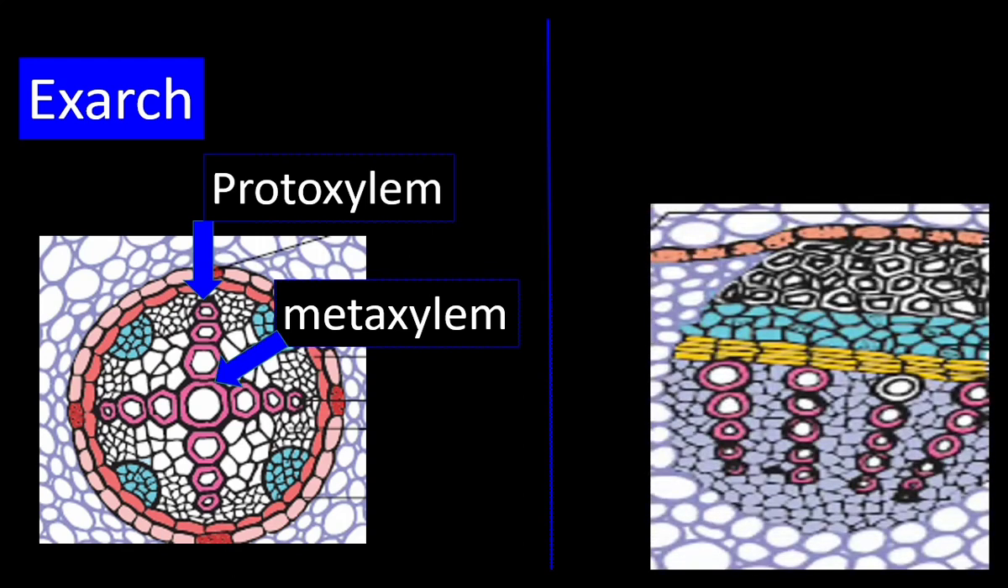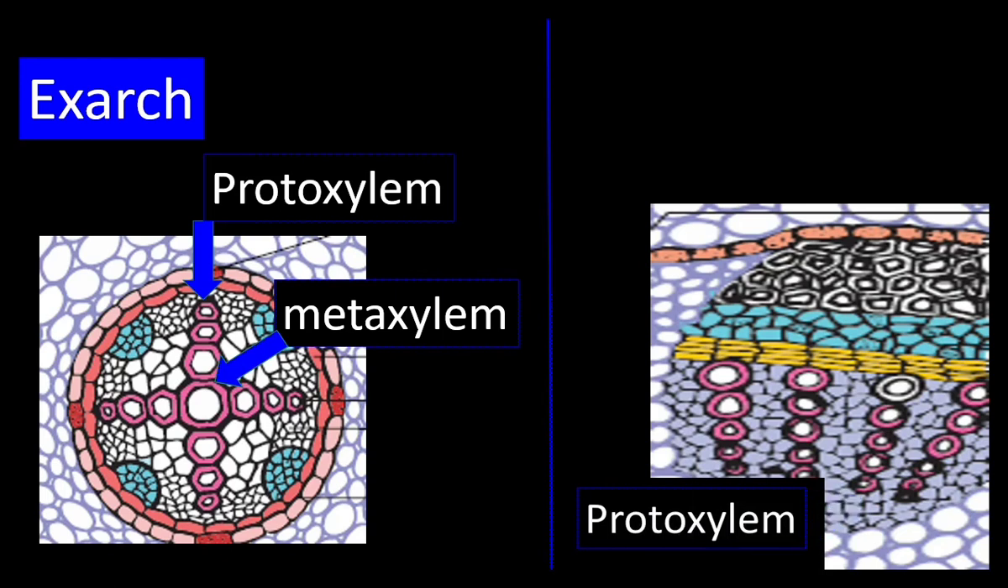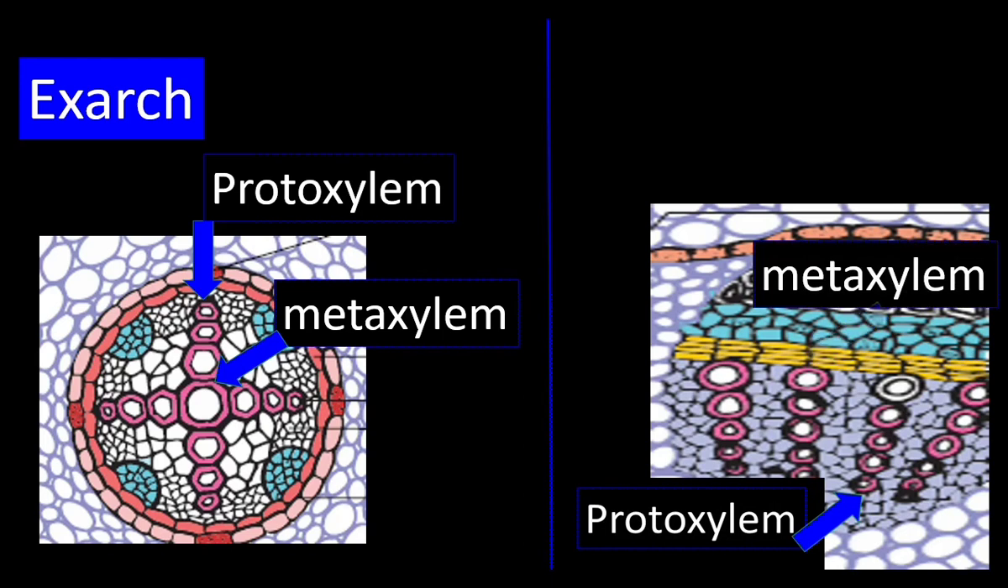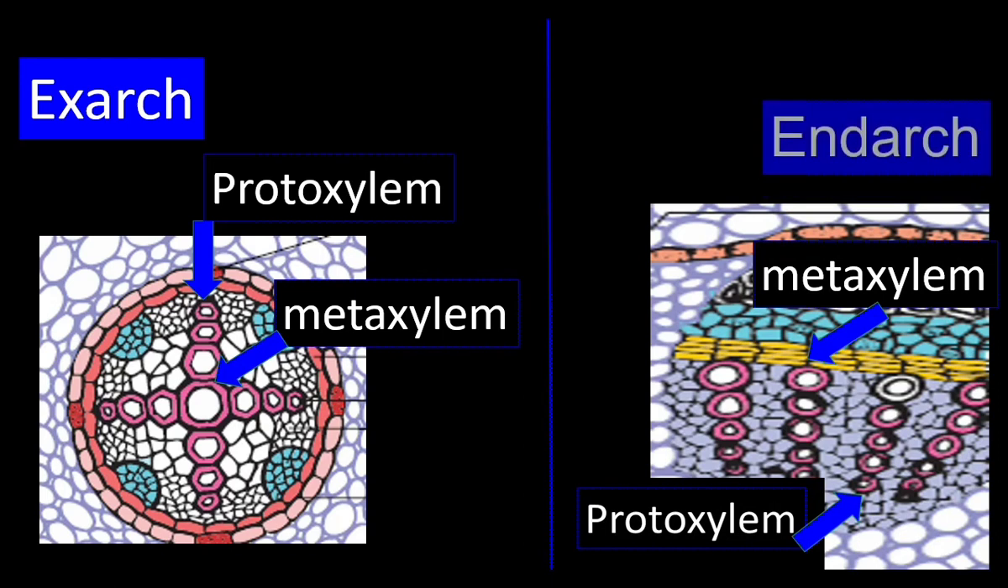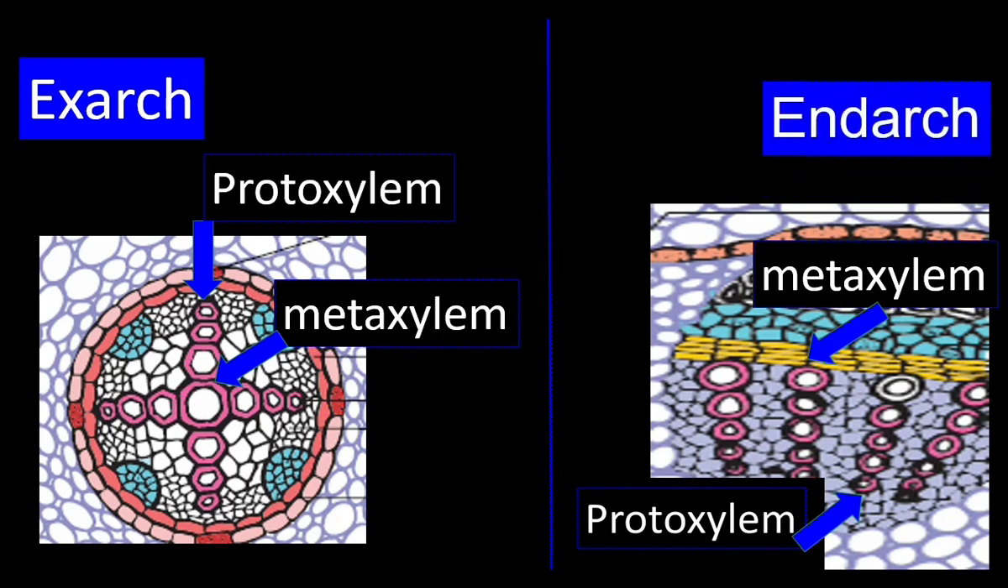Here we can see a vascular bundle of stem. Here the protoxylem is towards the center and the broad metaxylem is towards the periphery. This type of condition is called endarch. In endarch condition, the protoxylem is towards the center. In exarch condition, the protoxylem is towards the periphery.